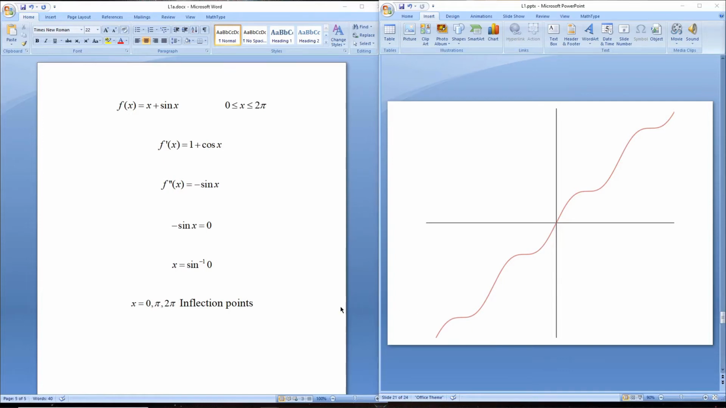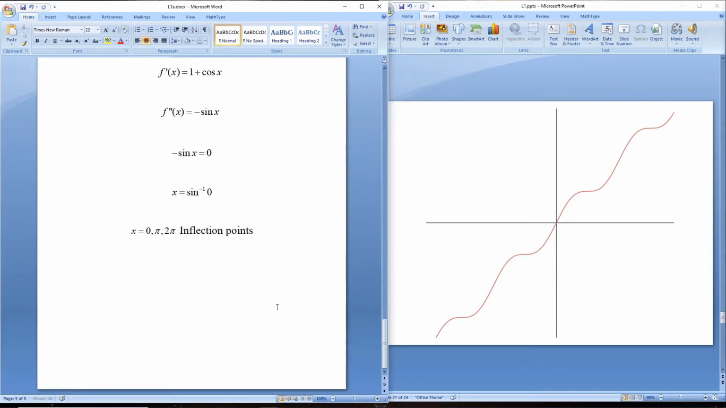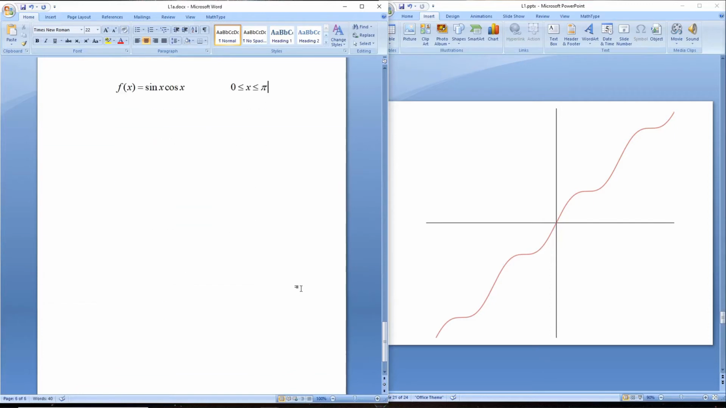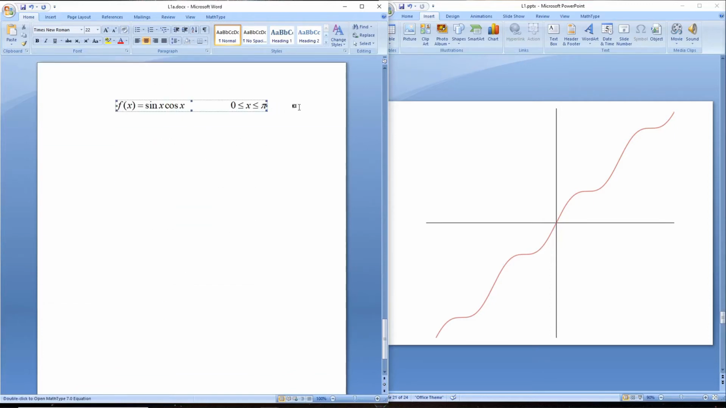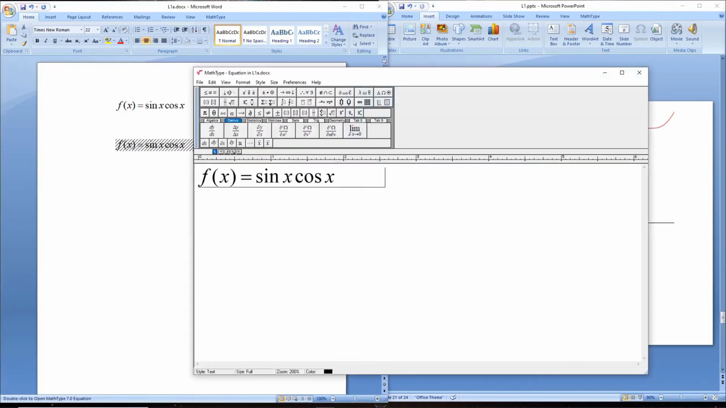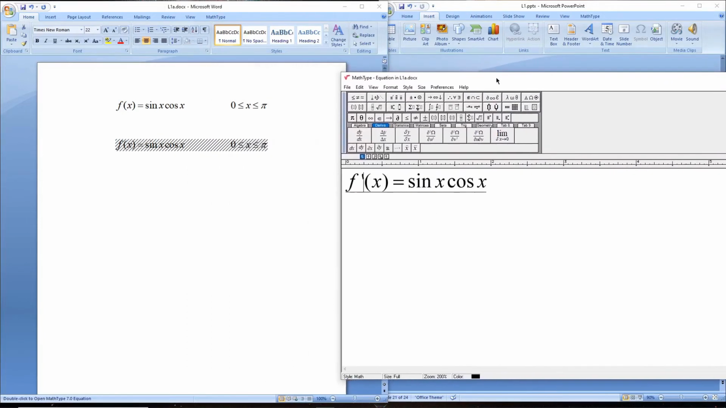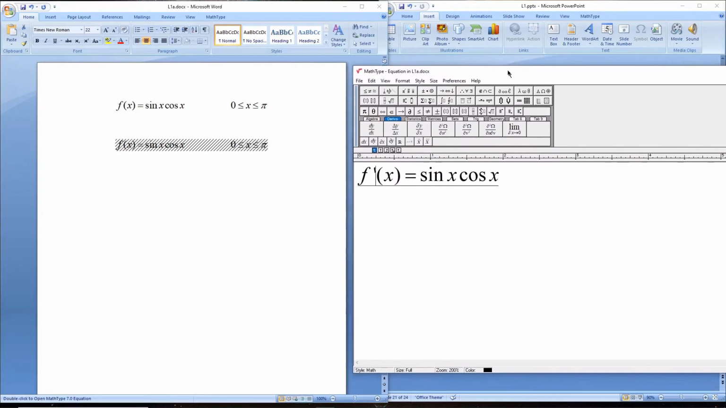So let's check out another trig function, again on a restricted domain here. And to get inflection points, we need a second derivative. And to do that, we need the first derivative. So we do have a product rule here.